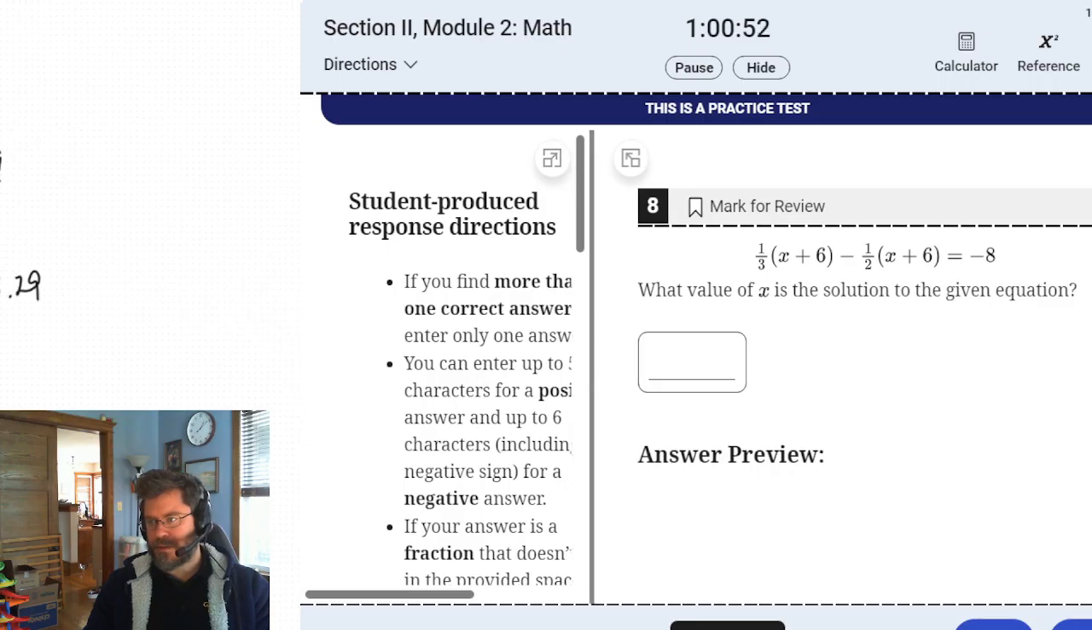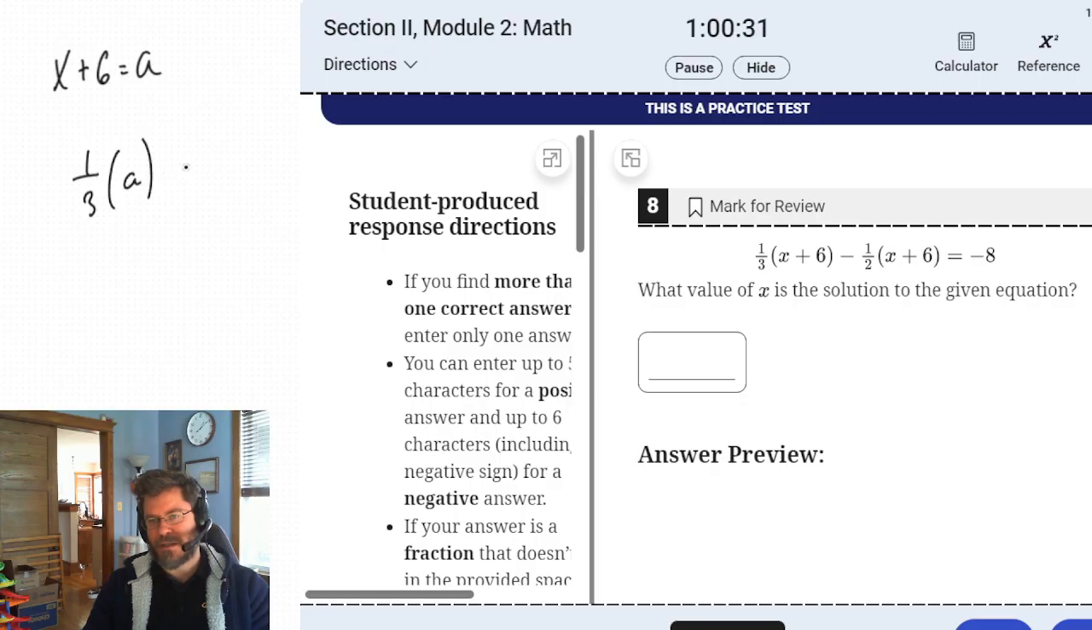Okay, we got a simple algebraic expression. Notice the repetition of x plus 6 here. They want what value of x is the solution. So I'm going to use that same strategy that we showed in the previous video, where if I have a repeated term, x plus 6, I'm going to say that that is a. And in my equation, I'm going to replace any of those repeated terms with the simplified expression a equals -8. And this is going to be a lot easier to solve, fewer moving pieces.